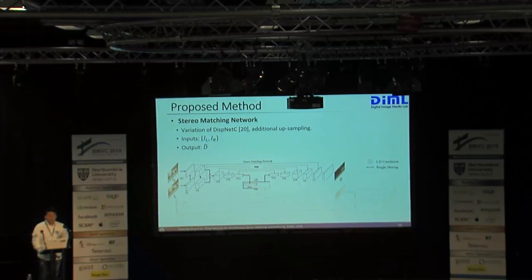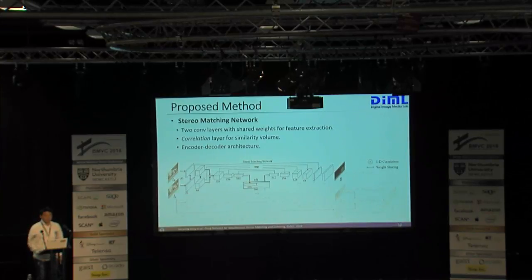First, I'll describe the stereo matching network. Our stereo matching network is a variation of DispNetC, but with an additional upsampling. It takes hazy left and right images as input and estimates the disparity map aligned to the left image.